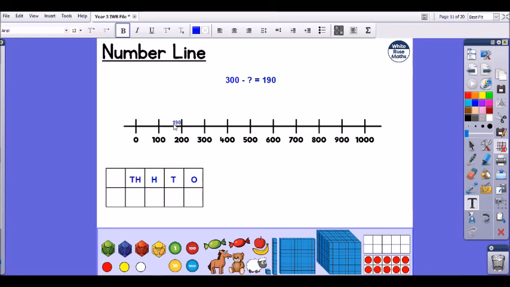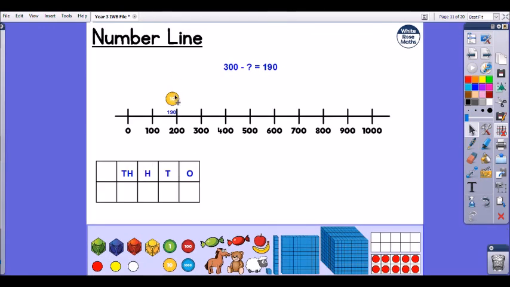What do I have to add to 190 to get to 200? You might have this number fact in your head already. If you're not too sure, that's okay, just count forwards. 190, 191, 192, 193, 194, 195, 196, 197, 198, 199, 200. Did you count with me? All I need to do is add 10.